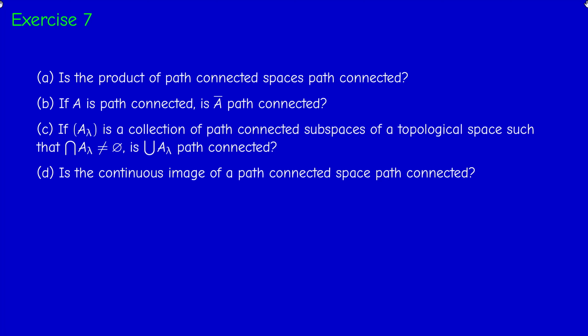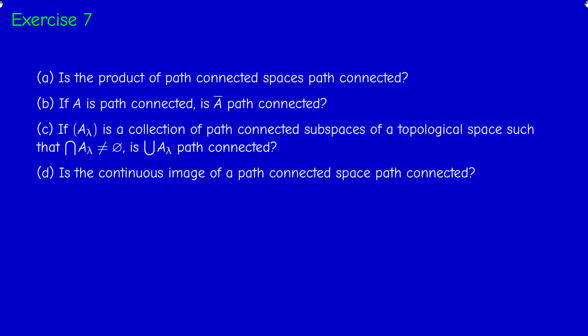Exercise 7, open-ended questions. Is the product of path-connected spaces path-connected? Okay, because we proved in the course that the product of two connected spaces is connected. So what about path-connectedness? First question. Second question, if A is path-connected, does it follow that A bar is path-connected? Because we know that if A is connected, then its closure is connected as well.